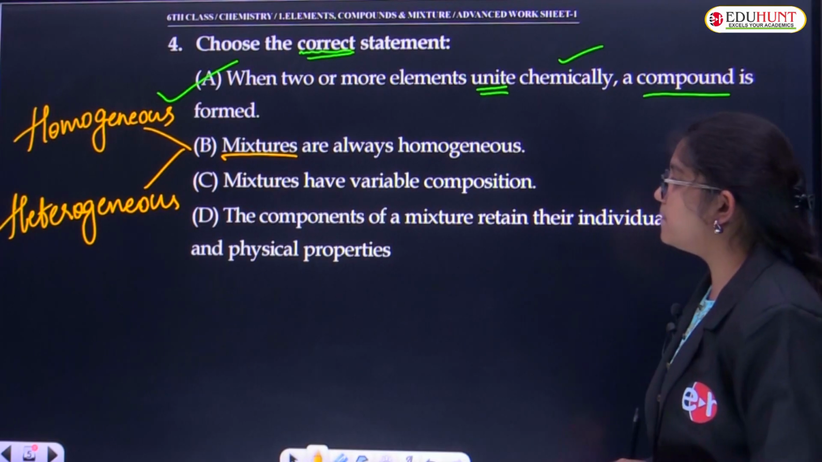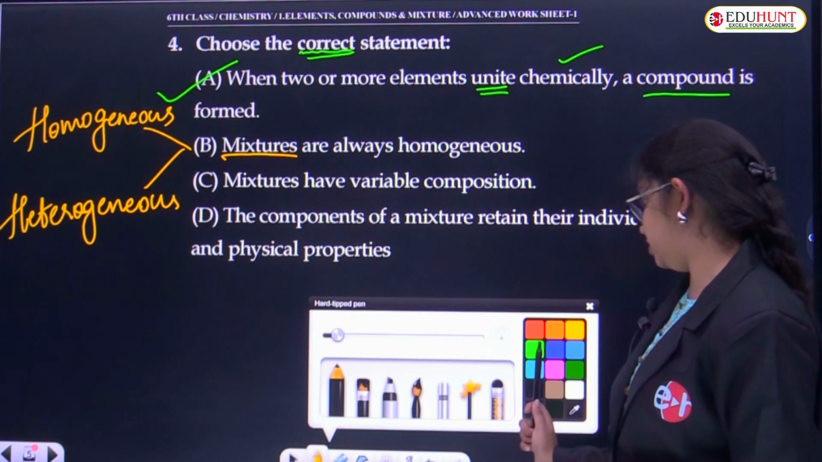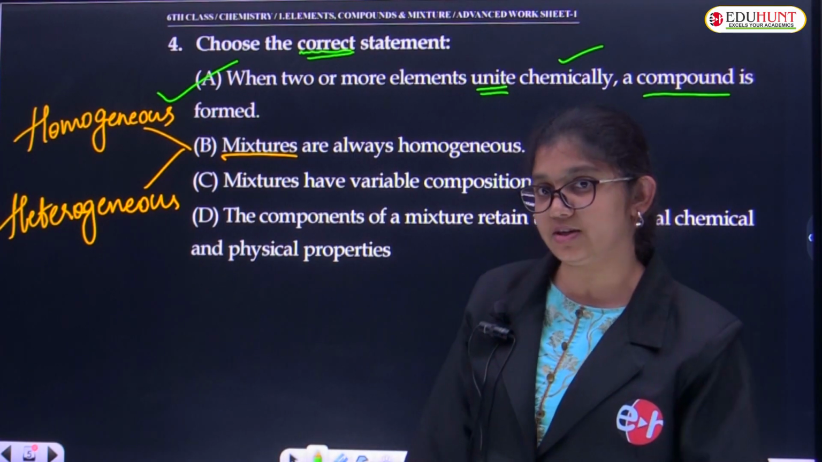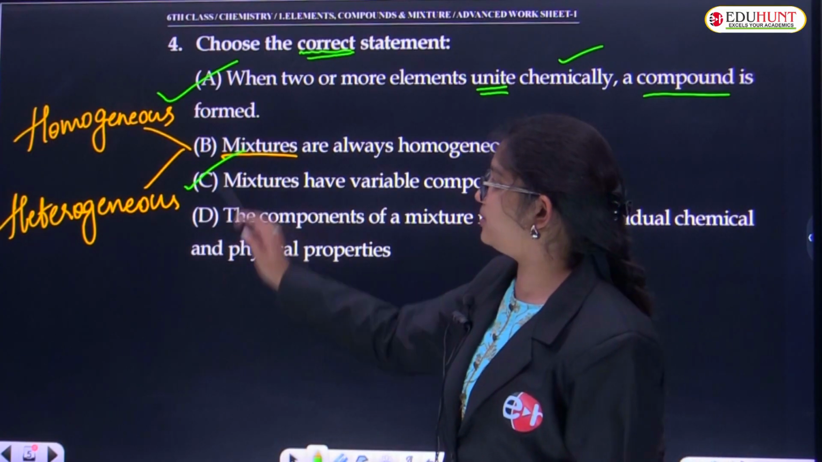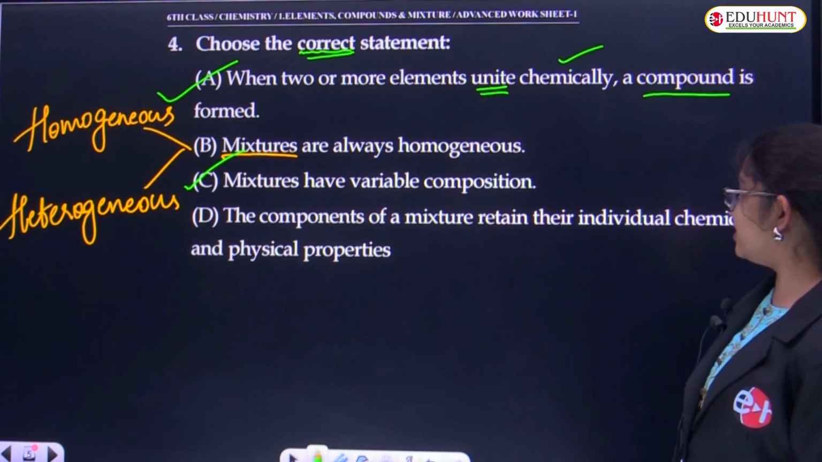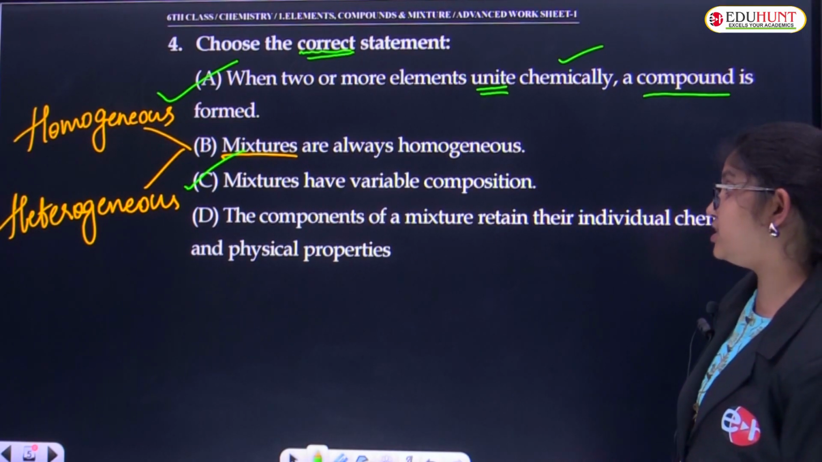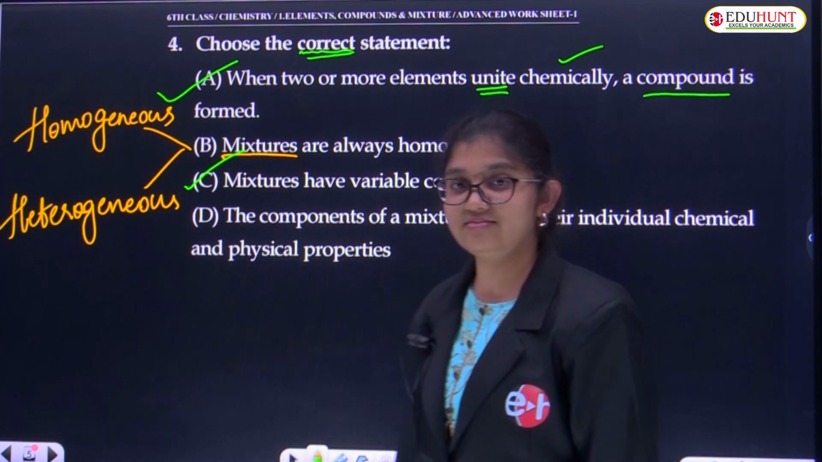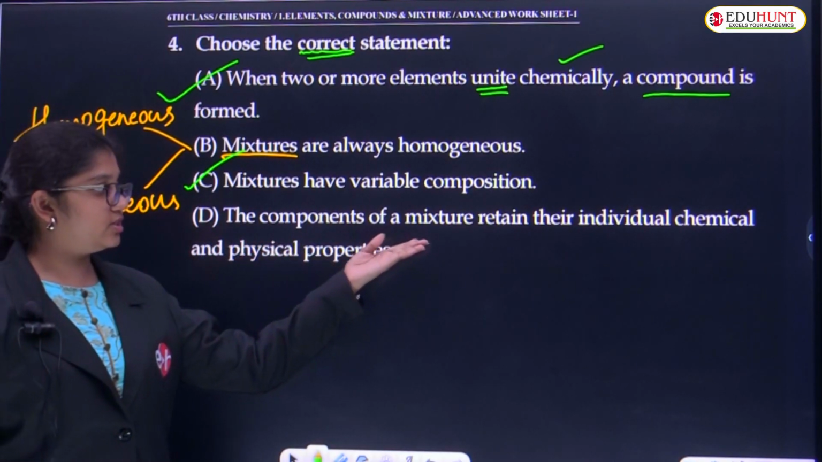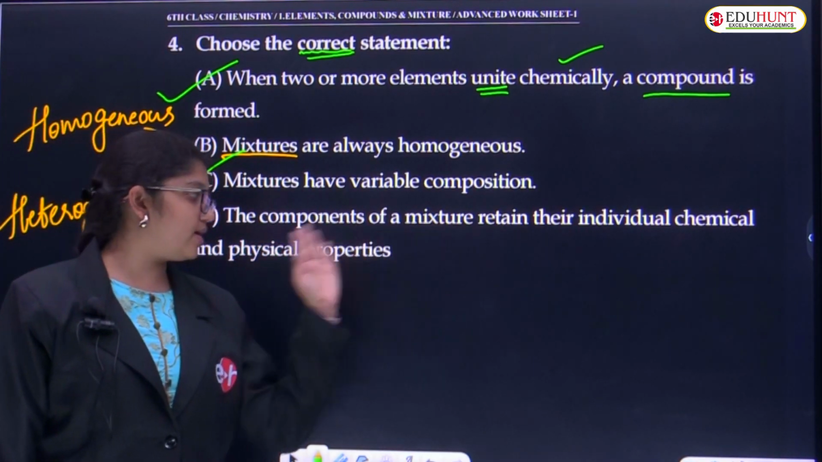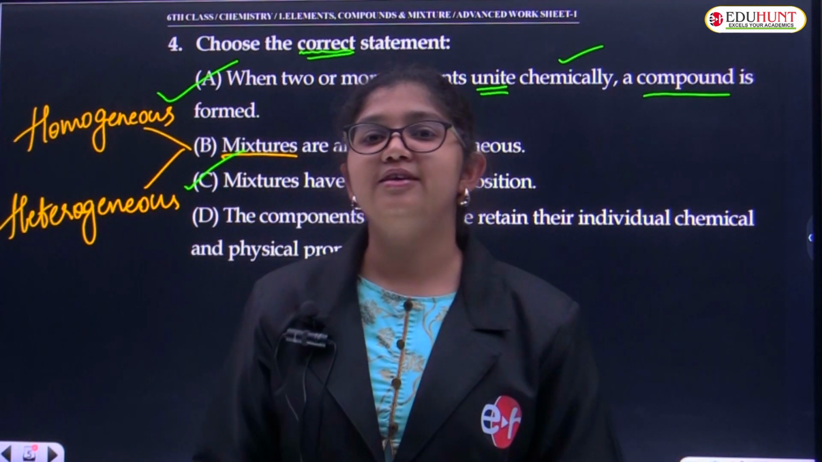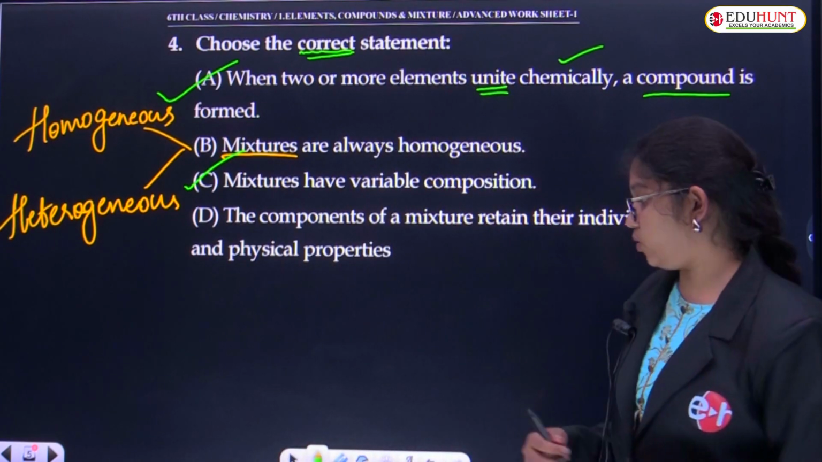Coming to option C, mixtures have variable composition. Yes, mixtures do have variable composition. They can be mixed in any different proportions. There is no particular limit for that. So we'll go with option C, right? And option D, the components of a mixture retain their individual chemical and physical properties. Oh, look at the question carefully. How many of you said it's true and how many of you said it's a false statement? Come on, think carefully. What is the keyword over here?